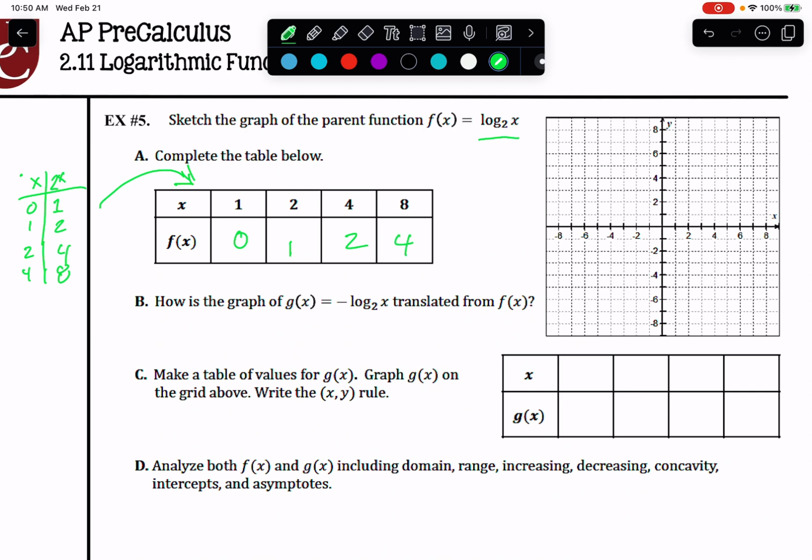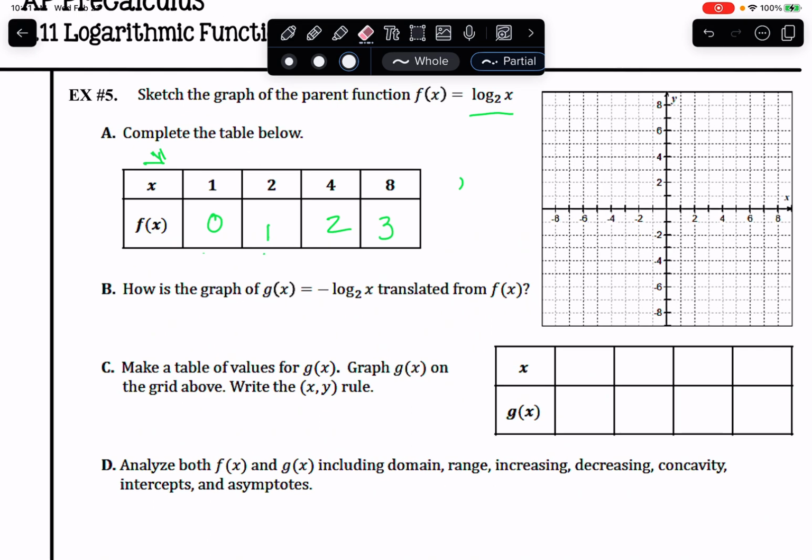All right, so 0, 1, 2, oh wait, not 4. I don't know why I went up to 4. 0, 1, 2, 3, and so this would be 3, 8. 2 to the third is 8. So you can kind of go backwards. This is 2 to the 0, 2 to the 1, 2 to the 2, 2 to the 3. And so these are the normal x's, and these are the f of x's for the exponents. So we can just switch them around. If you can do it without doing this little chart at the beginning, fine, especially for an easy one like 2. Okay, so we completed the table.